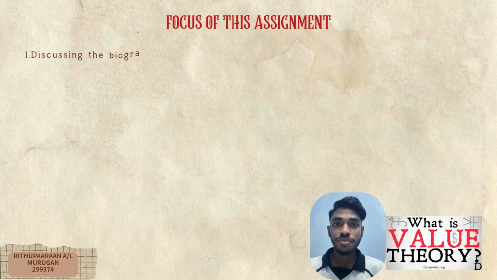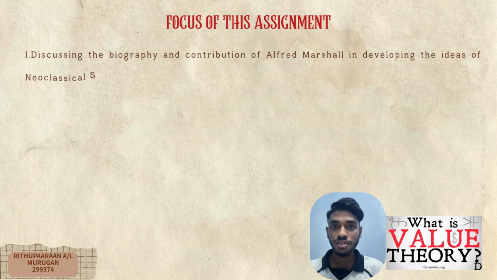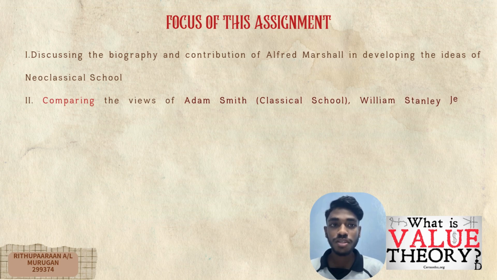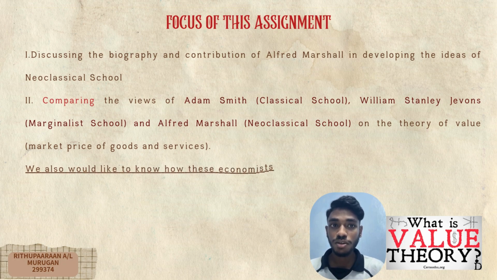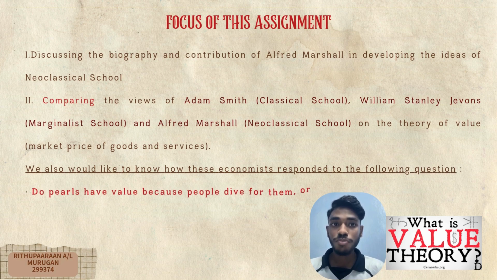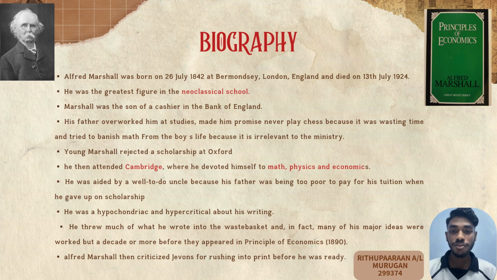The focus of this assignment is discussing the biography and contribution of Alfred Marshall in developing the ideas of neoclassical school. Secondly, comparing the views of Adam Smith from classical school, William Stanley Jevons from marginalist school, and Alfred Marshall from neoclassical school on the theory of value, market prices of goods and services. We also would like to know how these economists responded to the following question. Firstly, do pearls have value because people die for them, or do people die for pearls because pearls have value? Now we will be looking at the biography of Alfred Marshall.